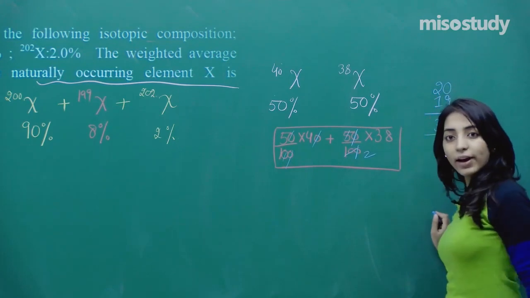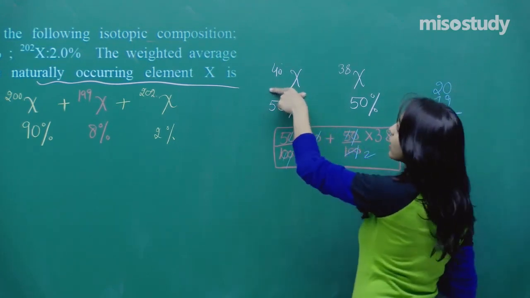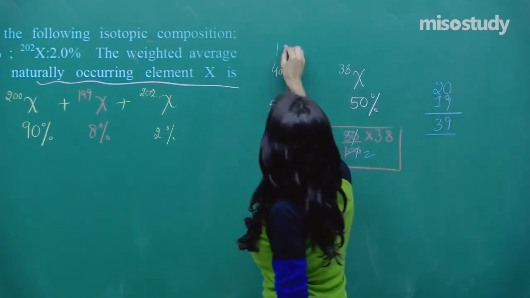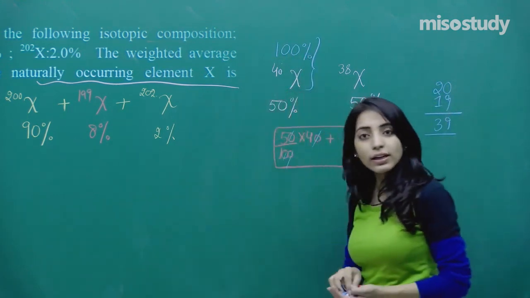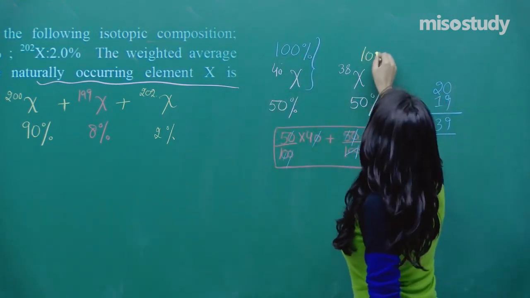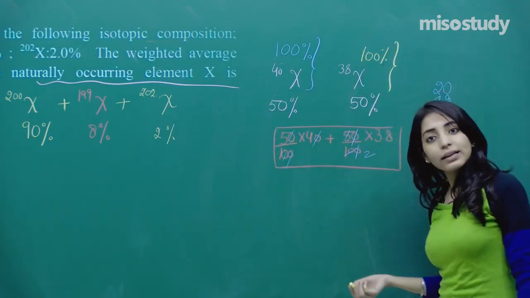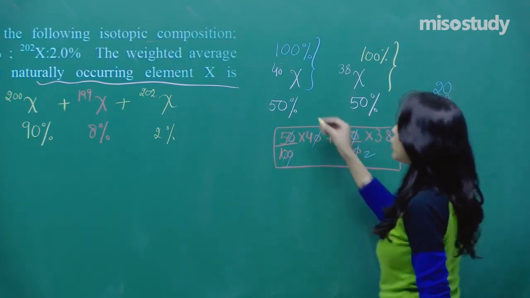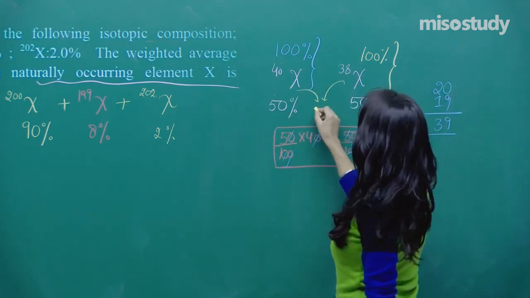That means 39, right? Moreover, guys, look very carefully. If this is 40, if this is 38, if 100% 40 would have been there, then the mass would have been directly 40. If 100% 38 would have been there, then the mass would have been directly 38. But you take 50% this, 50% this, right? So the value will come out to be genuinely average. Neither 38 nor 40. It will be in the middle.